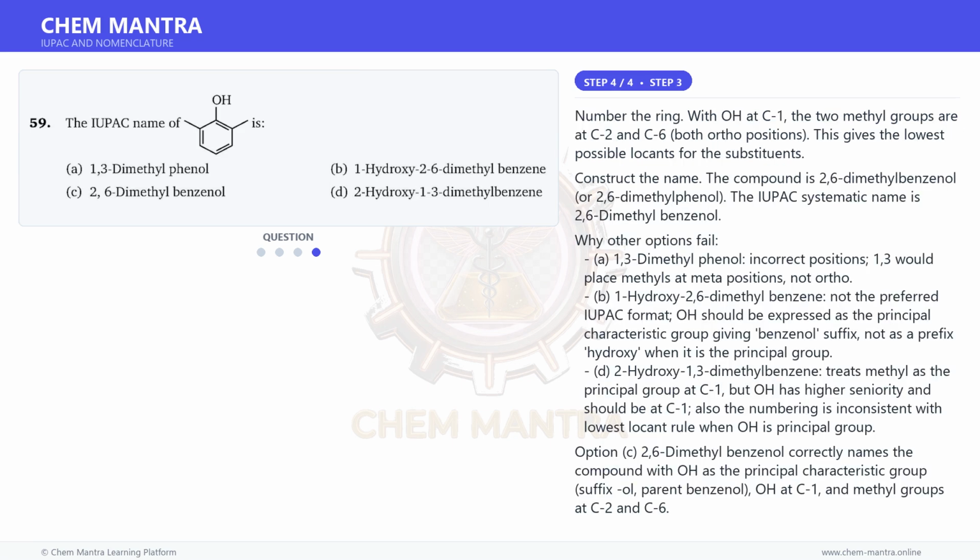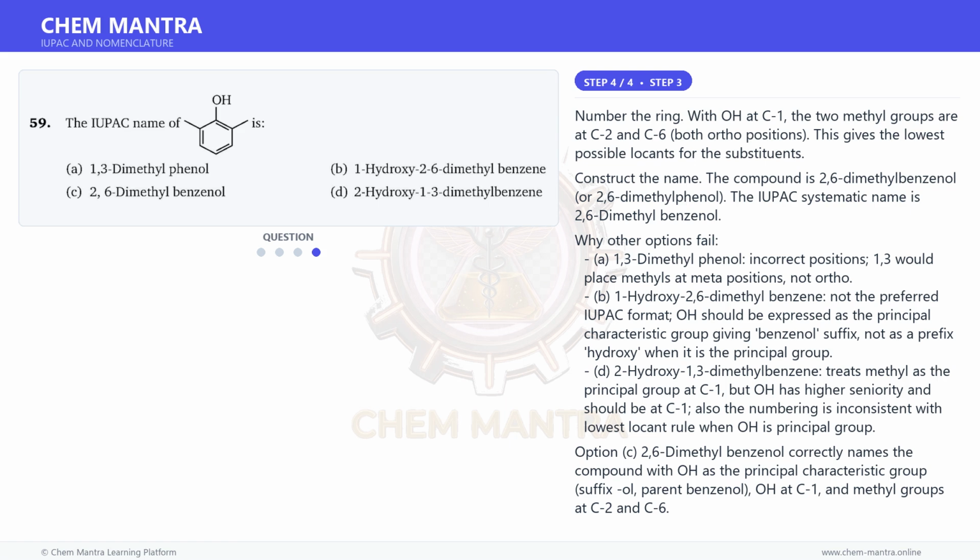And for the final step, number the ring. With OH at C1, the two methyl groups are at C2 and C6, both ortho positions. This gives the lowest possible locants for the substituents. Construct the name. The compound is 2,6-dimethylbenzenol or 2,6-dimethylphenol. The IUPAC systematic name is 2,6-dimethylbenzenol. Why other options fail?